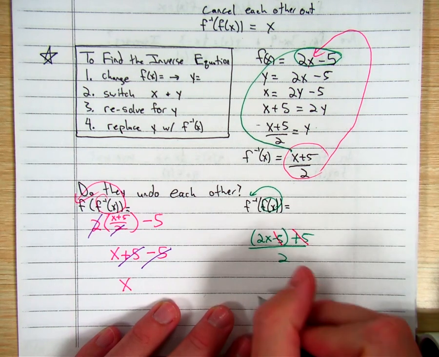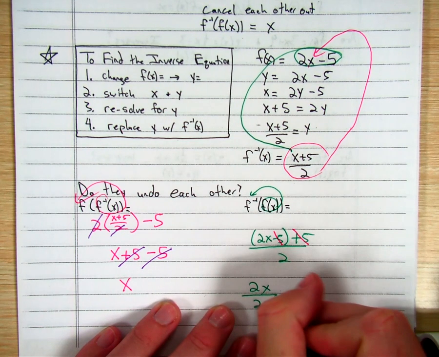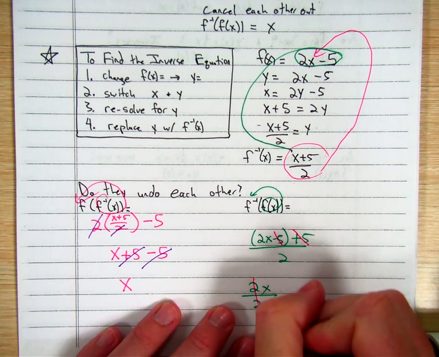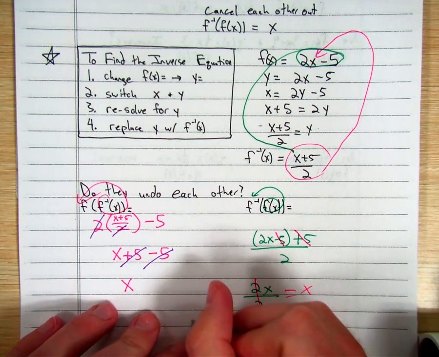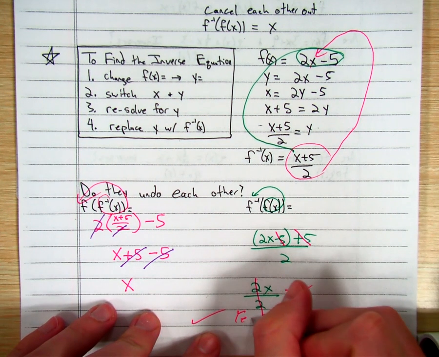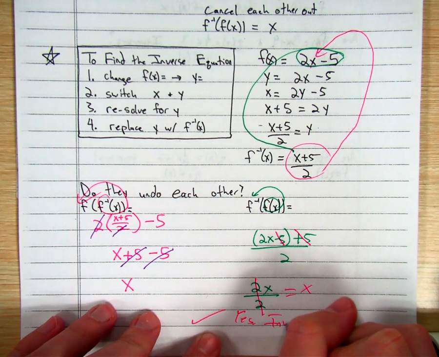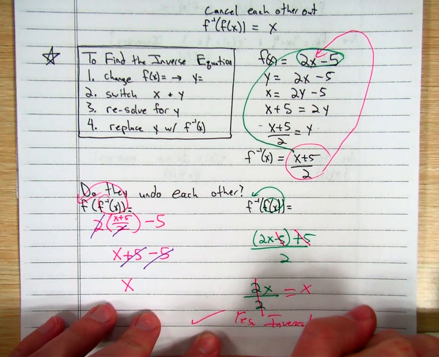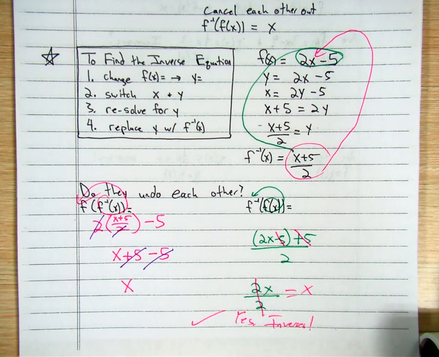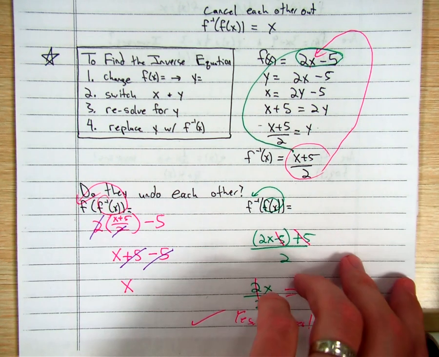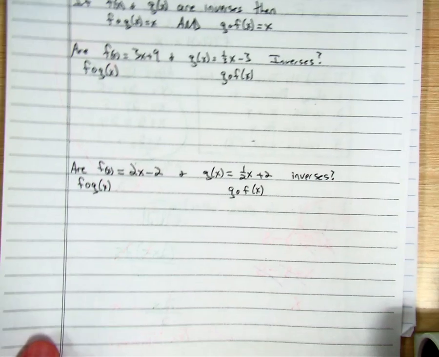And now we have 2x over 2, which does reduce to just x. Yes. Inverses. And they are inverses because they undo each other or cancel each other out. That's very important to remember that. Okay.